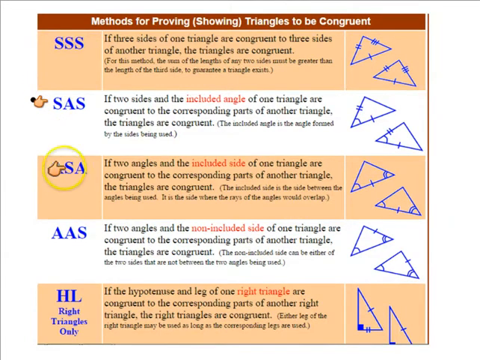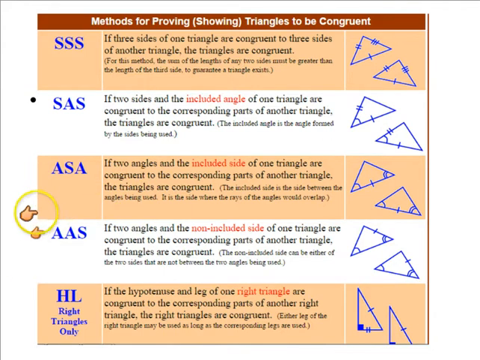Another way that we can do it is SAS: if we can prove that 2 sides and an included angle, and I'll talk about what I mean by included angle in a moment, are congruent to the corresponding parts of another triangle, then we can prove the 2 triangles are congruent. ASA stands for angle, side, angle. If 2 angles and the included side of one triangle are congruent to the corresponding parts of another triangle, we can prove they're congruent.